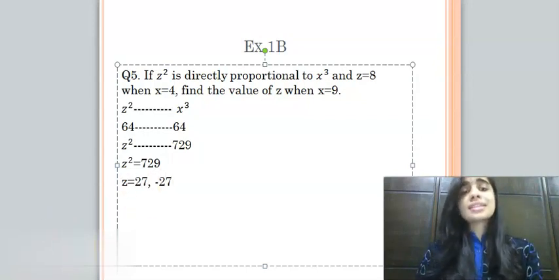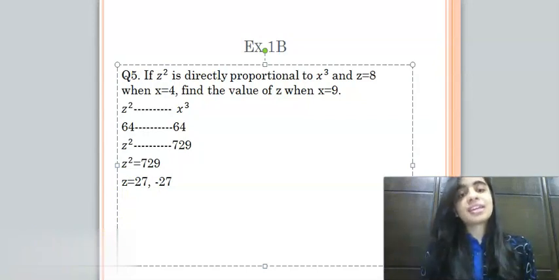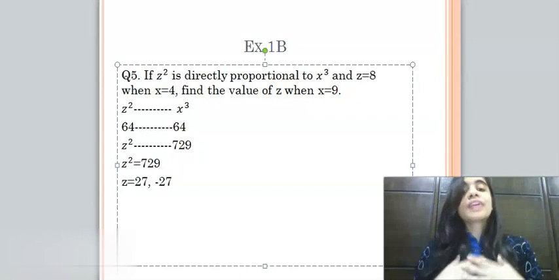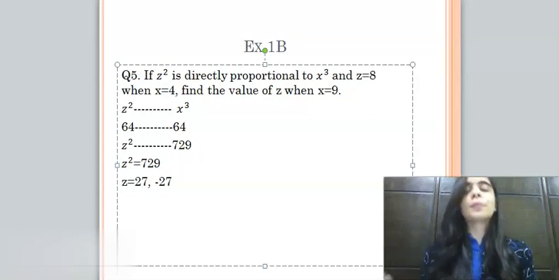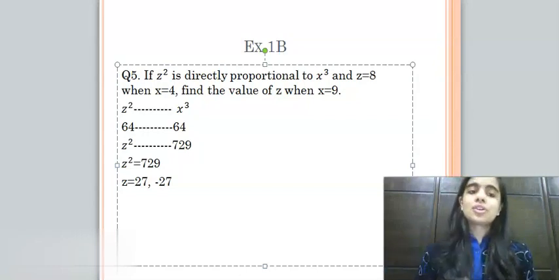So wasn't this easy? Like every problem has a solution. Mathematics may not teach us how to add love or subtract hate, but it gives us hope. And that hope is that every problem has a solution. So now let's move to question number 6.